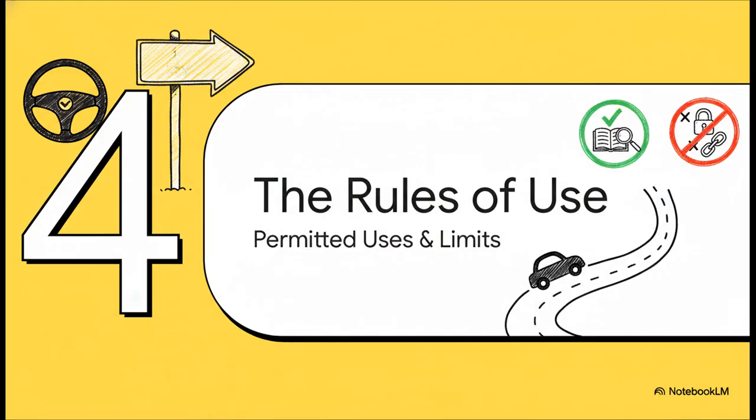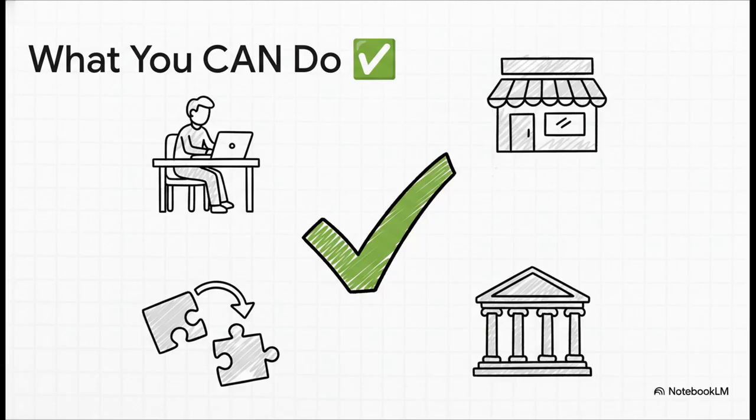Okay, so you've got your license type, you've picked your tier. Now let's talk about the rules of the road. This is all about what you're allowed to do, and just as importantly, what you're not allowed to do with the software. The good news is what you can do is pretty broad, and it lines up with the license types we talked about. You can use it for your own personal productivity, for your for-profit business, or for government work. And of course, API integration is a huge permitted use for our business and government customers.